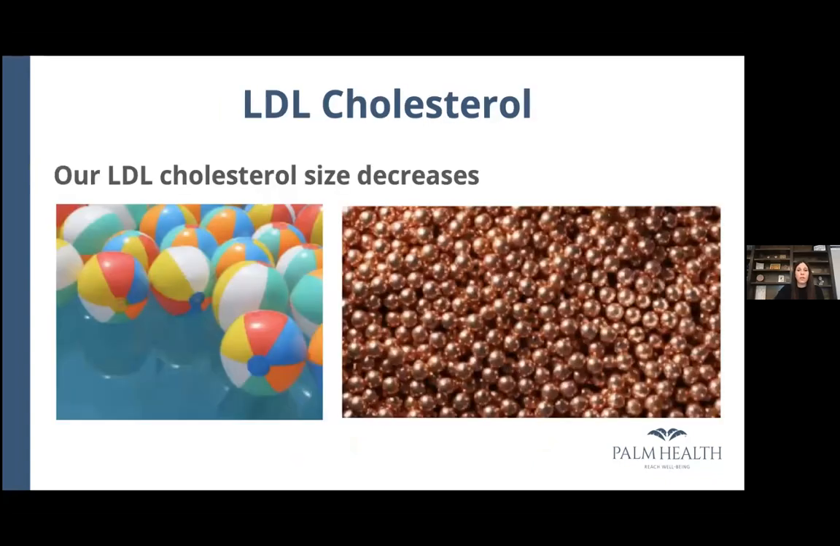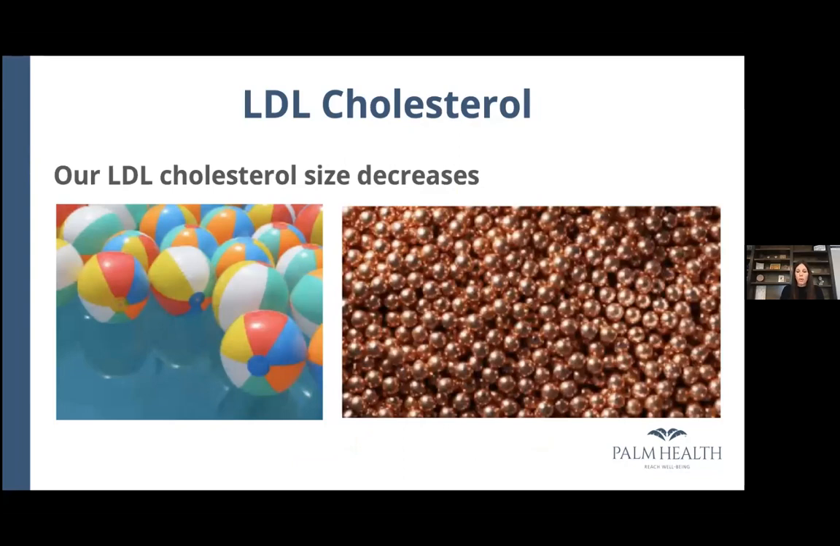Another influence that sugar has on our metabolism is that it takes the size of our cholesterol particles, the LDL cholesterol, which is known as the quote unquote bad cholesterol, the cholesterol you don't want to have too much of, and it decreases the size of those particles. So our cholesterol starts going from something looking like the size of a beach ball. It's not quite that big, but just to give you the analogy, to something like the size of a little BB that goes into a BB gun.